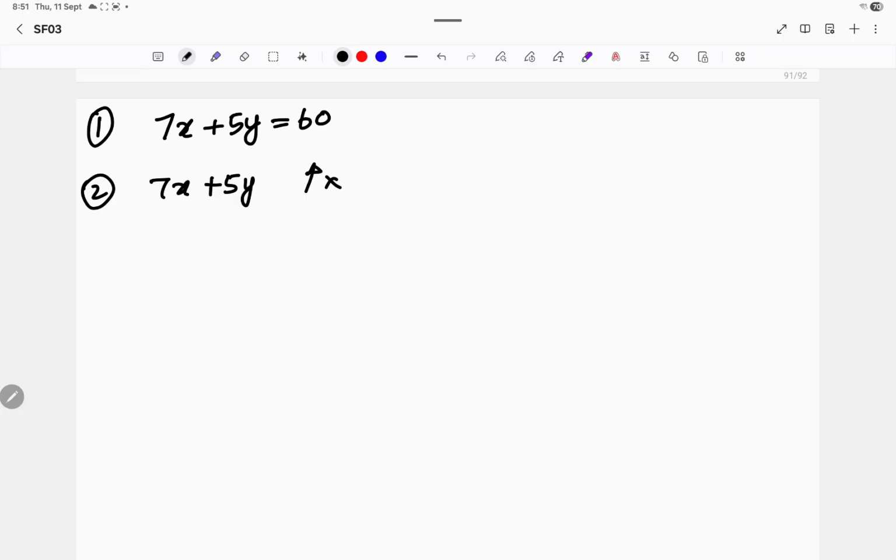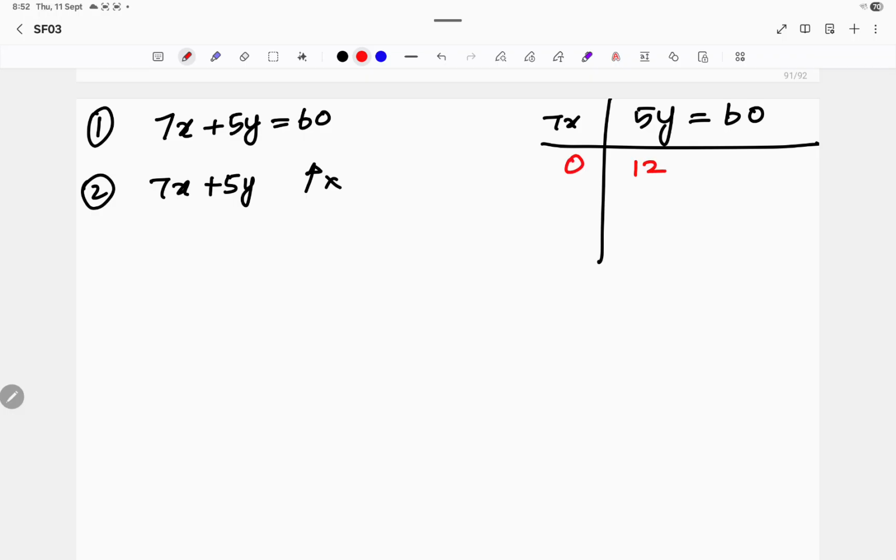First, 7x plus 5y equals 60. So let me start with the highest value that I can take for y. So 12 into 5: I will take x as 0, y as 12, and I will get an answer here. For the next value, for this 12 I need to subtract by 7, and for this I need to add 5. So 5 7s are 35 and 7 5s are 35, so they are offset. So here the next value is 5 and the next value here is 5.